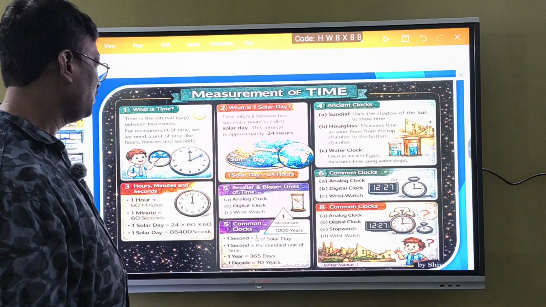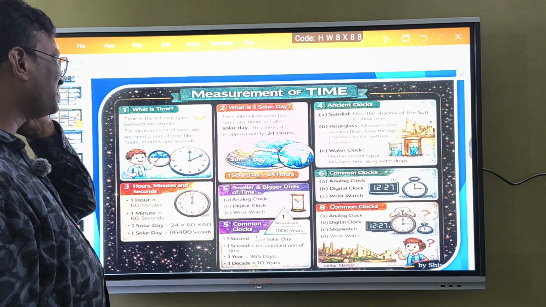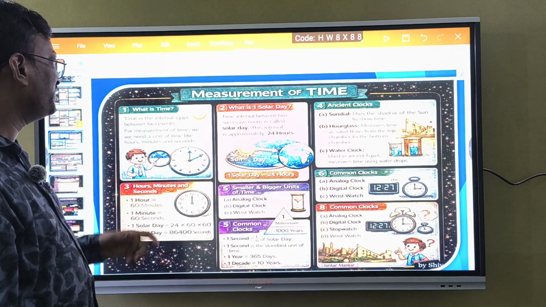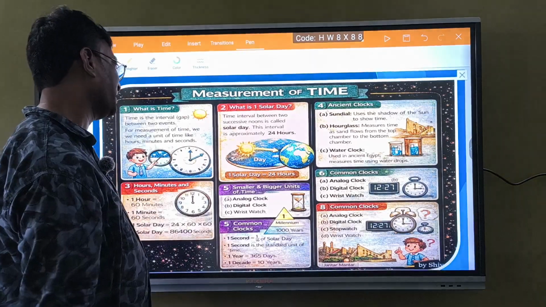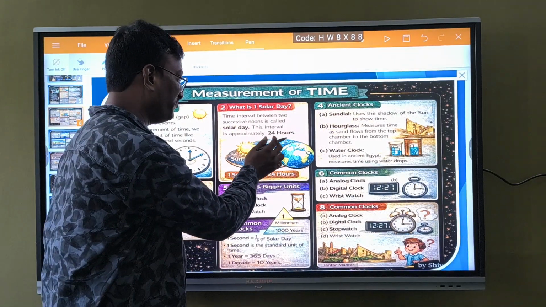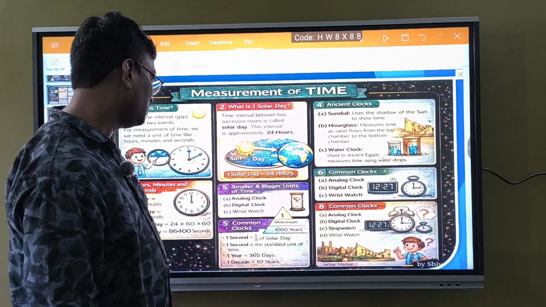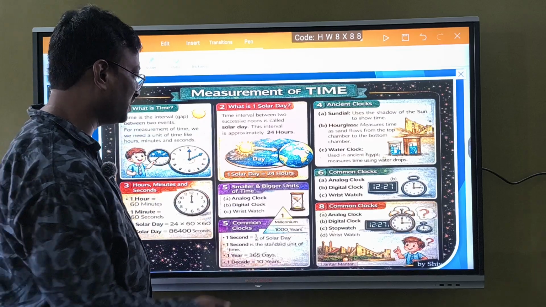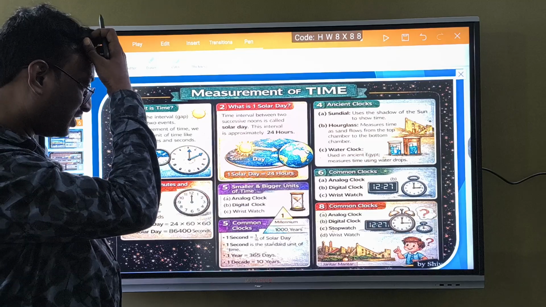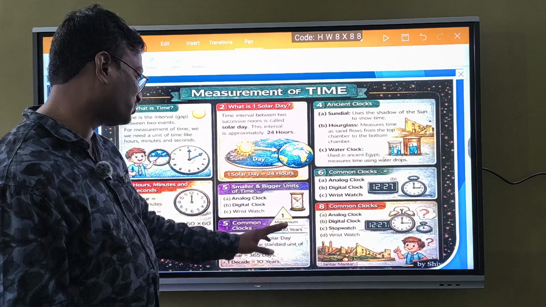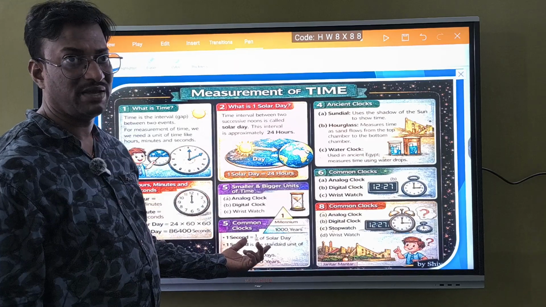Next one. Right. What is time? Time is an interval, a time gap between two events. For measuring time, we need units called hours, minutes and seconds. What is a solar day? 24 hours approximately is called a solar day. Hours and minutes, I think. Okay, smaller and bigger units of time, that is analog clock, digital clock and wristwatch. 1 second is 1 by 86,400th of a solar day. The standard unit of time is 1 second.